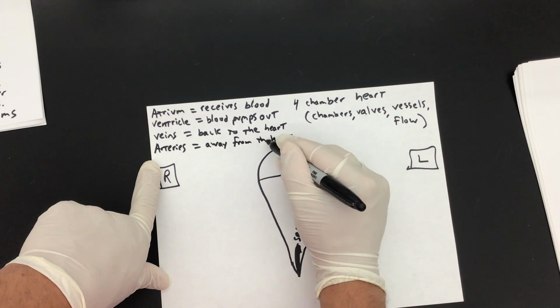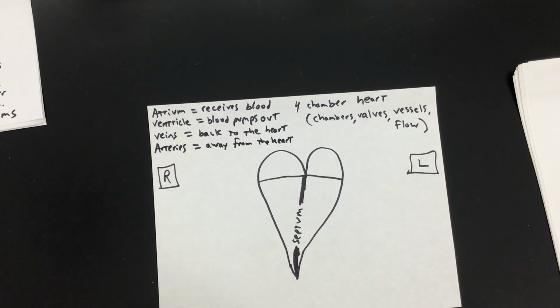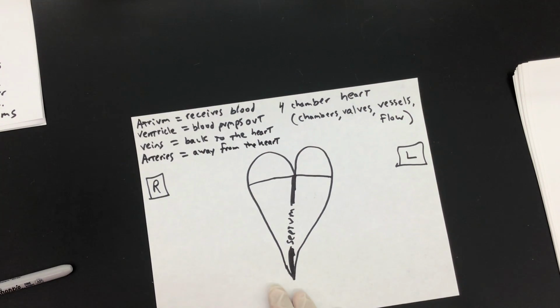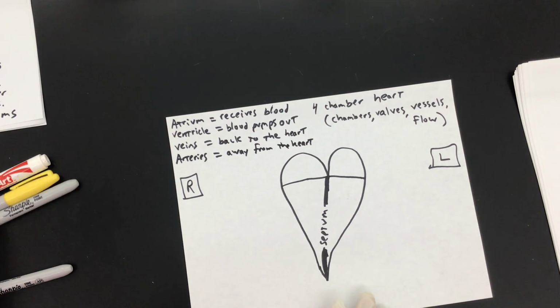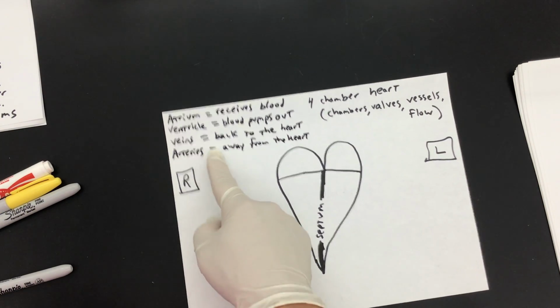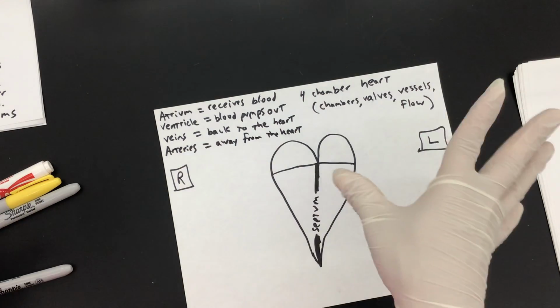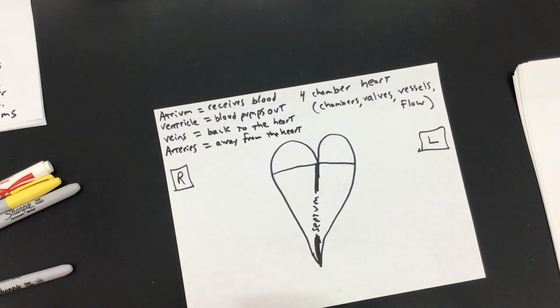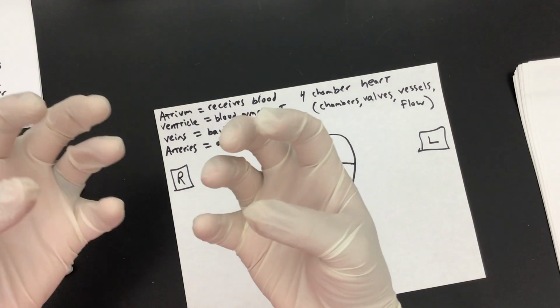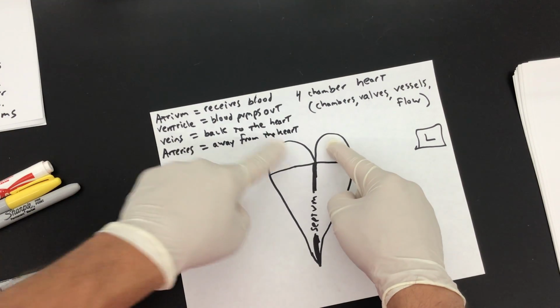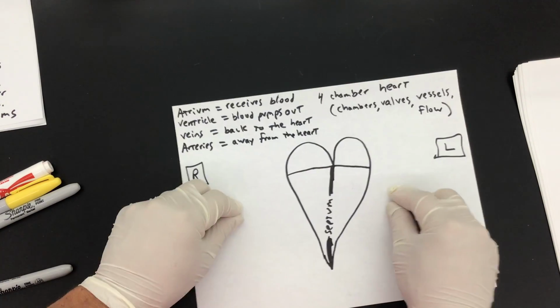Okay? Away from the heart. And so we're going to couple those terms, arteries and veins, with other terms too. So we have to just remember that these are always true. Arteries leave the heart, veins come back to the heart. Atriums are chambers that receive blood, they're up top here, and ventricles are chambers that pump blood out.